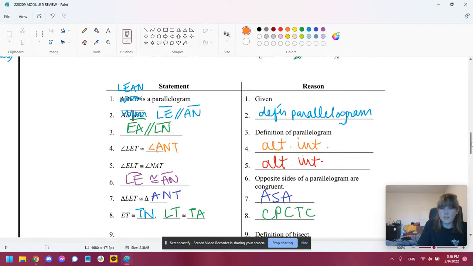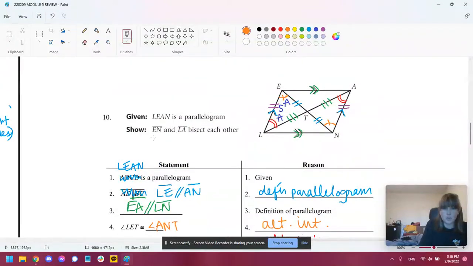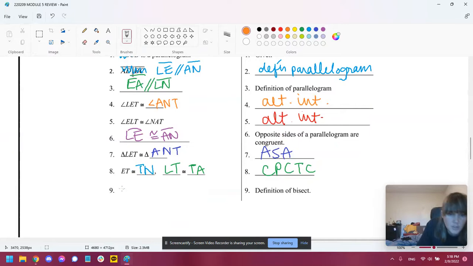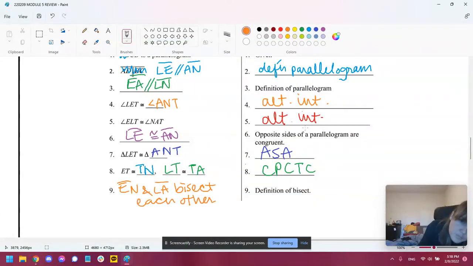And the very last statement should always be what we were trying to show. So we can just copy and paste that. EN and LA bisect each other. And we're done.